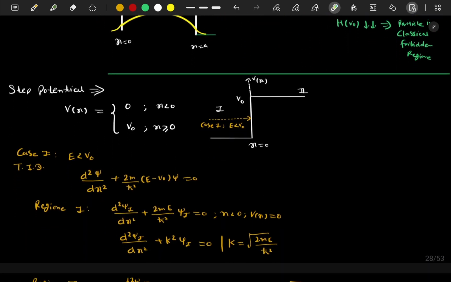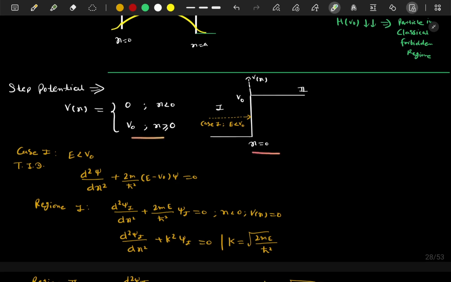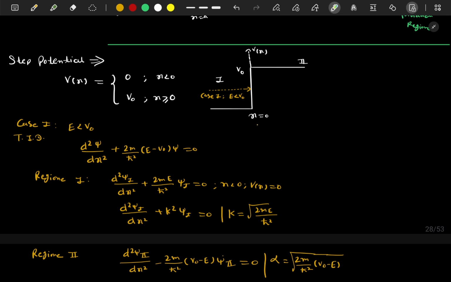Now we'll discuss the step potential, because it's just like a stair. So this is the V naught potential barrier, and the other side is equal to 0. Only two regions, first and second, are possible. So for x less than 0 the potential is 0, and for x greater than or equal to 0 the potential is V naught. So in case first we take, suppose, the energy less than the potential V naught. This is the energy the particle has, suppose. Now we'll discuss this case only.